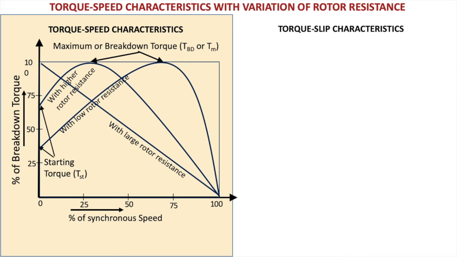As we saw, the maximum torque occurs at a slip where R2 by X2 is equal to the slip, that is when R2 is equal to sX2. So by changing the rotor resistance, we can have a condition where the maximum torque can be achieved even at the starting of the given motor. That is, we add additional resistance in the case of the slip ring induction motor, and the rotor resistance plus the additional resistance is equal to the rotor reactance at slip equal to 1.